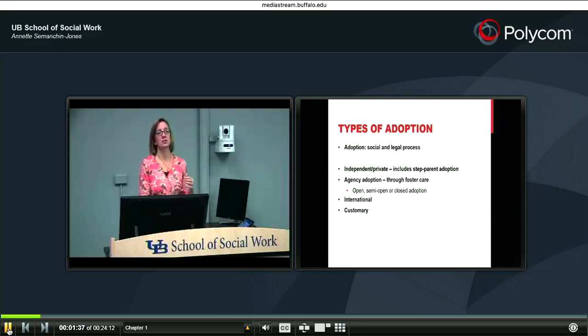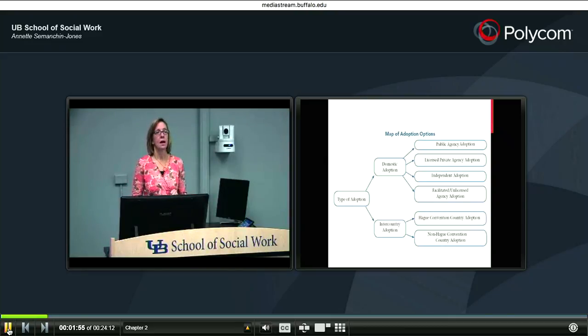You also have international adoptions. Those are often also through an agency, and we'll talk more specifically about each of these. And then customary adoption is as it relates to the Indian Child Welfare Act. So these are different types of adoptions. You have both domestic adoption and inter-country adoption. And you see listed here a public agency adoption through foster care, a licensed private agency adoption, independent adoption that just goes through the court, and then a facilitated unlicensed agency adoption.